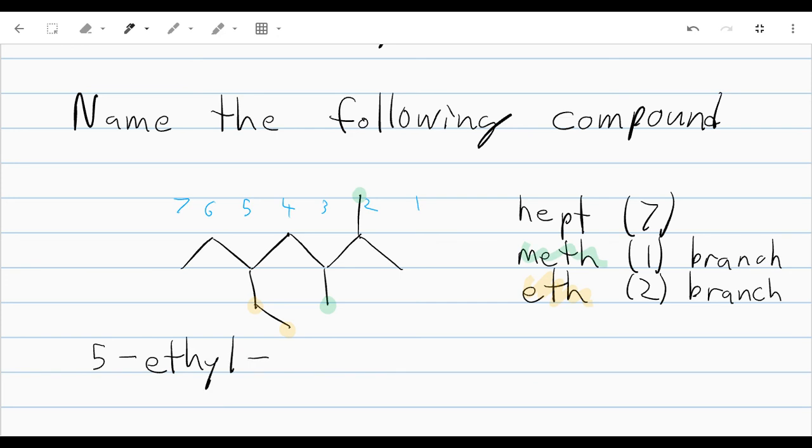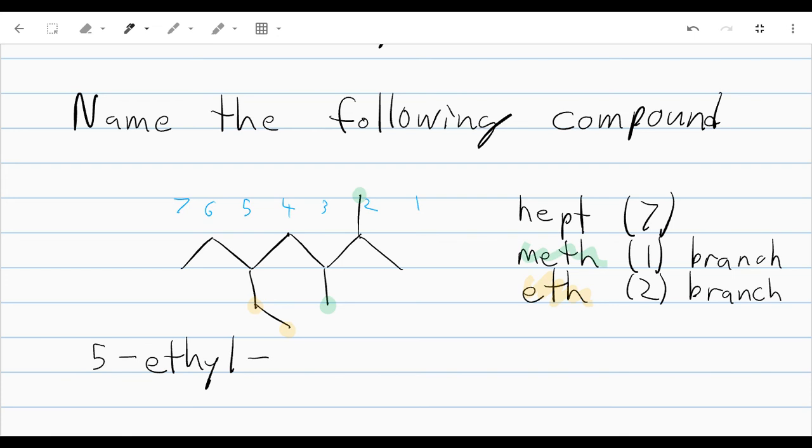Note, there's only one of them. We never use mono prefixes when naming organic compounds. The fact that there's nothing in front of it implies that there's one. Then we will use a dash to separate between the branch name and the numbers for the next branch.